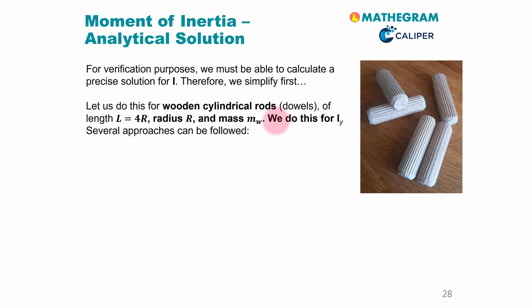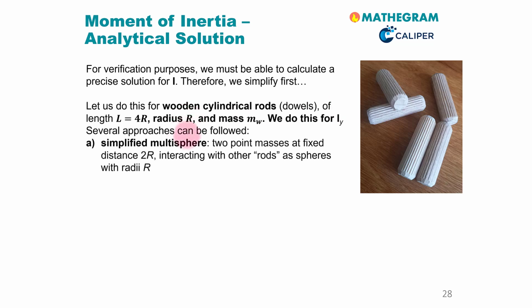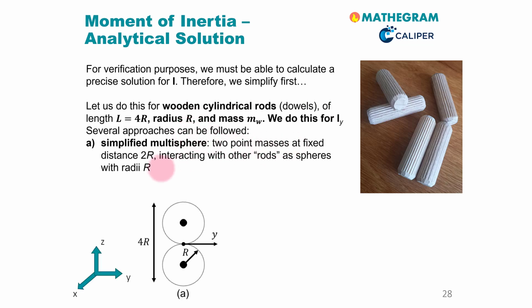We will now calculate this moment of inertia analytically for several approaches. The first one is a simplified multisphere approach. Here we assume that we have 2 point masses at a fixed distance 2r interacting with other rods via these spheres of radius r. So we have a strong assumption that we use a very rough multisphere approach, and in addition we assume that the mass is concentrated at the centers of these spheres. You will see that this makes a big difference if we calculate the moment of inertia.